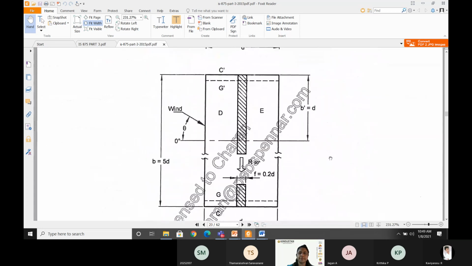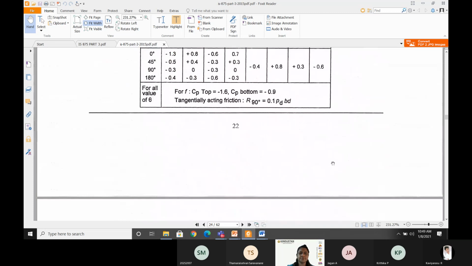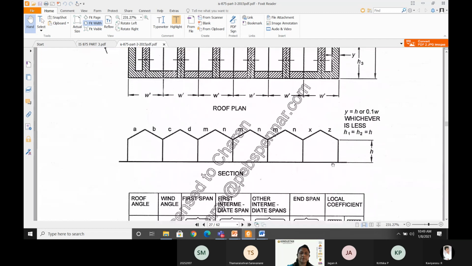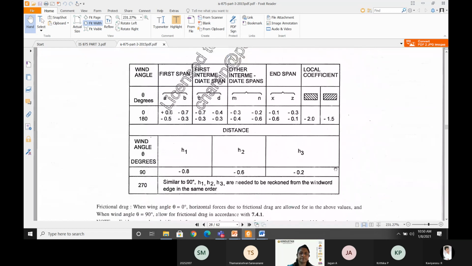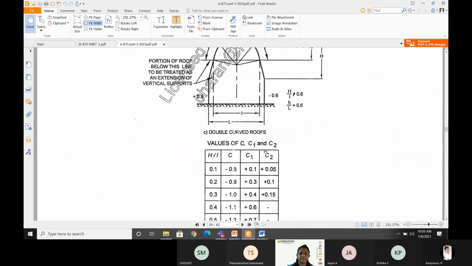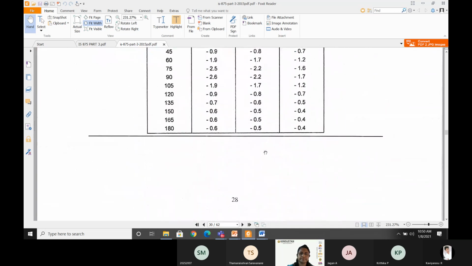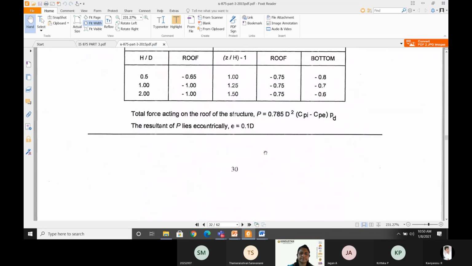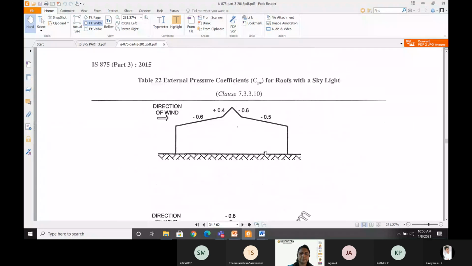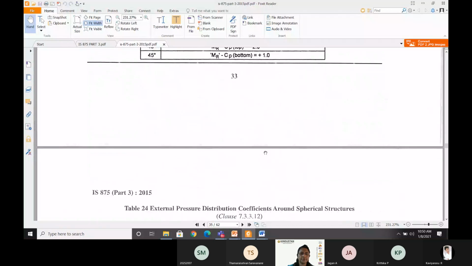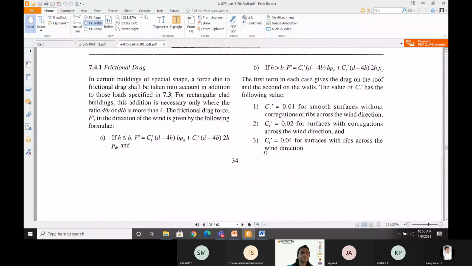So these are all about your CPE values. There is so much information given here: different types of buildings, different angles of inclination, different types of roof. You can see the roof springing from ground level, curved roofs, domes, and spheres. I hope you are able to understand a little bit of it.